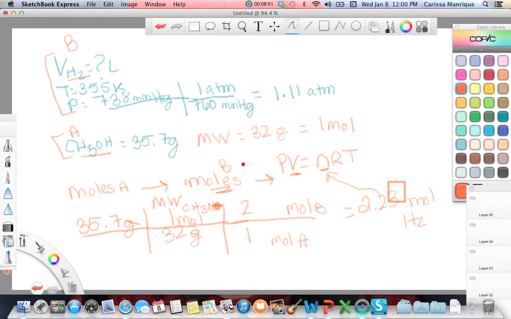So let me change my color. Let's do blue. So PV equals nRT. My pressure is 1.11, because here's my pressure of the hydrogen gas. V, volume, is what I'm trying to solve for, so I just put a V there. My moles I just solved for was 2.23. R is 0.0821. It's pretty much always going to be 0.0821 for this chapter. And then my temperature is right here, which is 355.